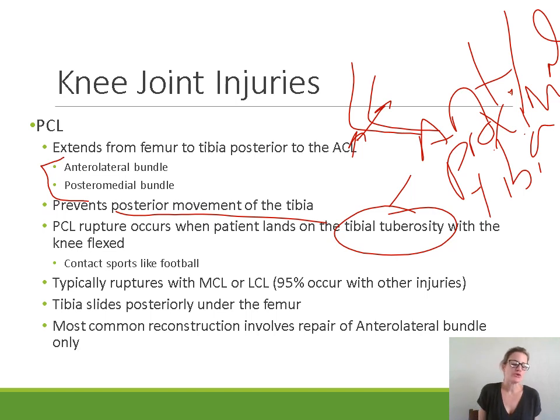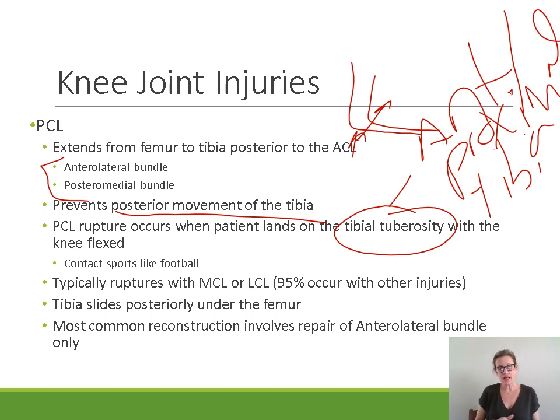Typically, if the posterior cruciate ligament ruptures, there are other ligaments that also get ruptured, like the MCL or the LCL. Again, 95% of these injuries occur with other ligament injuries. So it is very rare to tear just the posterior cruciate ligament. And this is because it's so strong. It is the strongest ligament. So if it's getting torn, you can believe the knee has been pulled so hard that other things are getting torn as well.